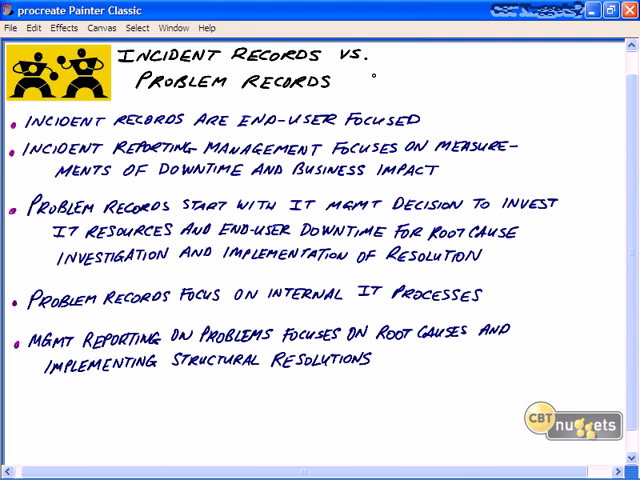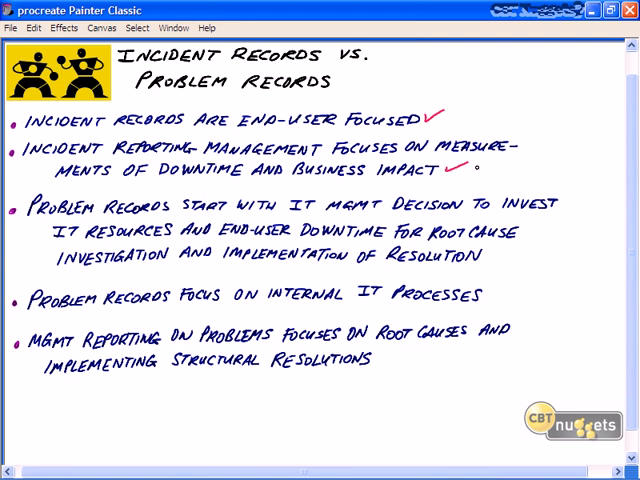Or let's say a user or a customer can't reach a network printer. That's an incident. Okay, a problem might be, let's say, a rogue DHCP server in your organization leasing out bad IP addresses. So when we talk about the records, incident records are going to be end user or customer focused. The reporting management of incidents is going to focus on measurements, measuring user downtime, measuring power user downtime, and the impact on our business or our organization.